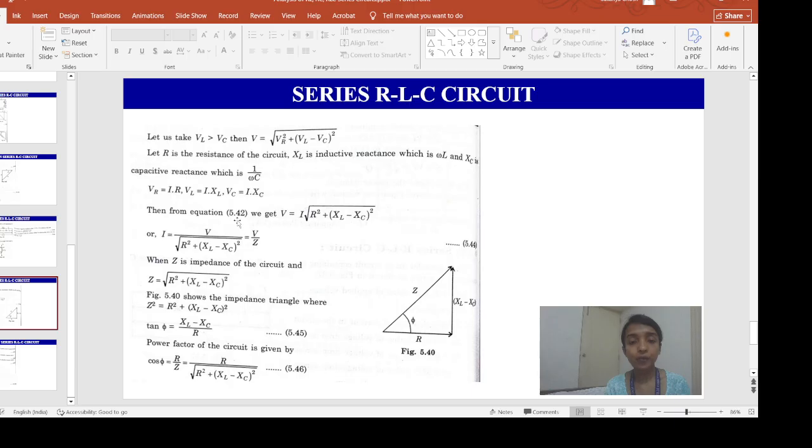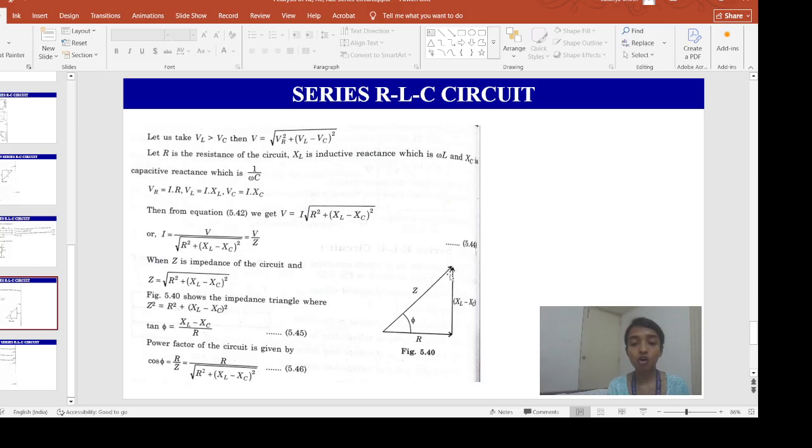Okay, so now if we put these values in this equation, we get V equals, if you take I out of the square root, root over of R square plus XL minus XC whole square. So I will be V by this term, so V by Z, where Z is the impedance of the circuit and it is equal to root over of R square plus XL minus XC whole square.